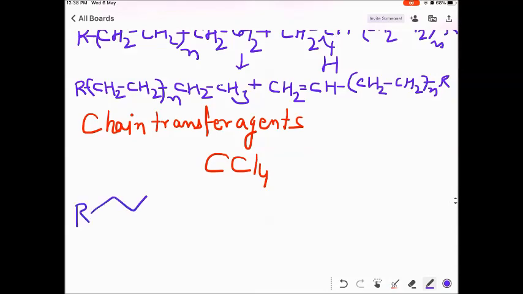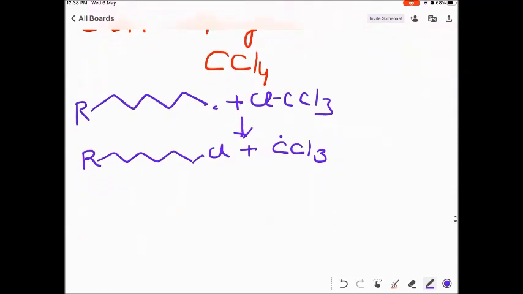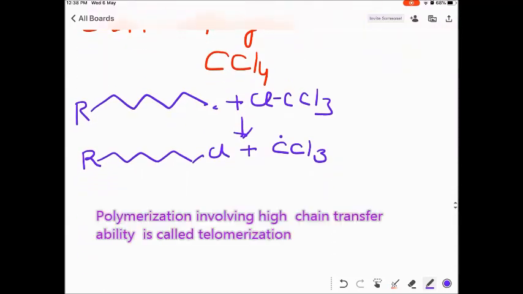Let us take one chain having a free radical at the end. It reacts with CCl4. CCl4 undergoes homolytic cleavage, and this chlorine will combine with the free radical chain, plus a new free radical is generated, that is the trichloromethyl free radical. This radical that has been formed can initiate the reaction in another chain.